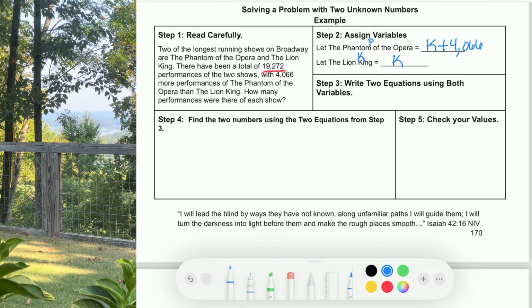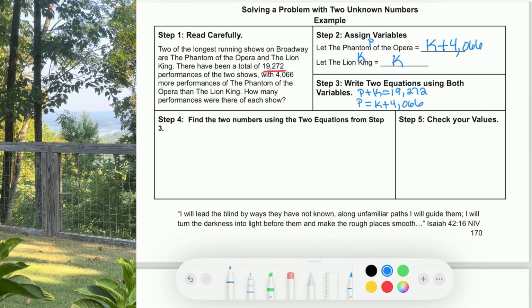Step 3 says write 2 equations using both variables. All right. So to find the total, you would add the 2 shows together to get the total, right? You would have P plus K equals 19,272. Well, then it said that Phantom of the Opera, P equals K plus 4,066. These are our 2 equations that we're going to use.